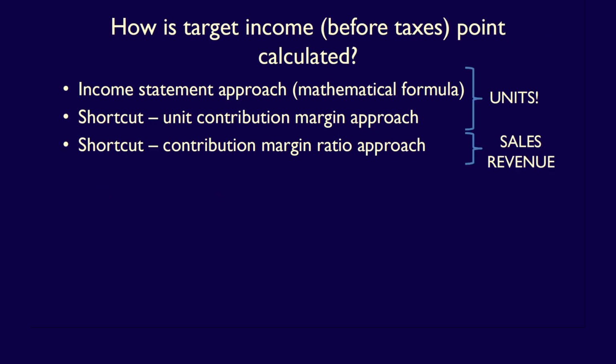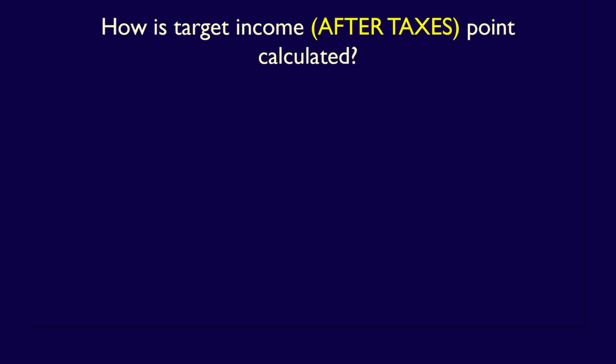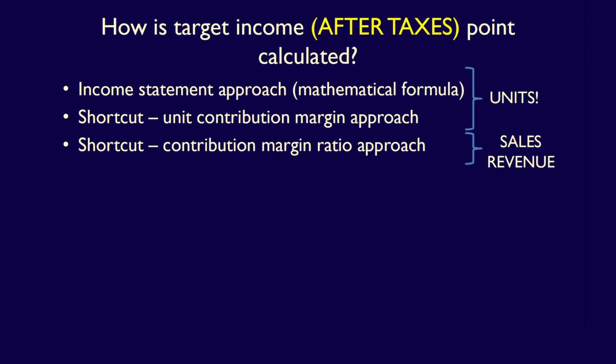We have now calculated the units and sales revenue needed to obtain a target operating income before taxes. We can see that the formulas used to break even are identical to the formulas used to earn a target operating income before taxes. The only change we made is we replaced the operating income of 0 used when calculating the break-even point with a target operating income of $120,000. But how do we calculate the units and sales revenue required to earn a target operating income after taxes? Actually, we will use almost the exact same formulas. We're just going to tweak it a little bit.